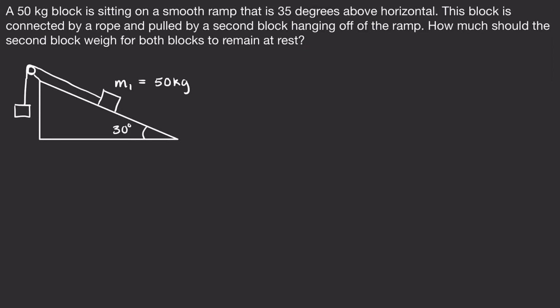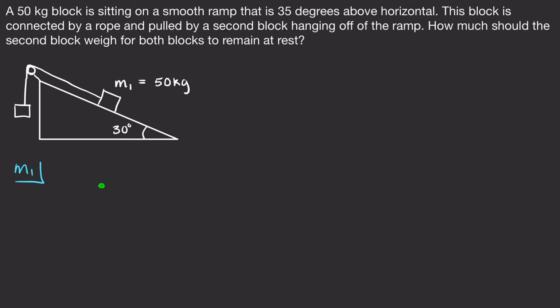In this next problem, we have a 50 kilogram block that is sitting on a smooth ramp that is 35 degrees above horizontal. This block is connected by a rope and pulled by a second block hanging off of the ramp. How much should the second block weigh for both blocks to remain at rest? So, as with all Newton's second law problems or force problems, we want to start by drawing free body diagrams with all of our forces.